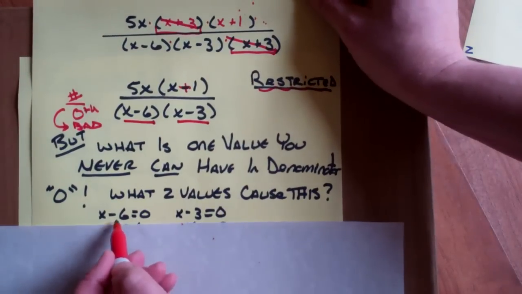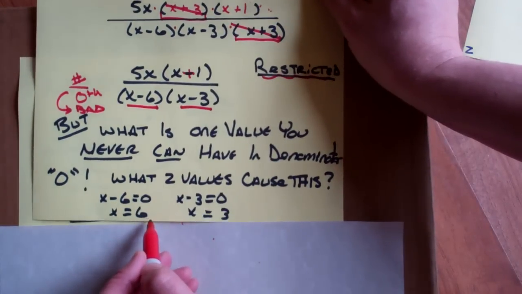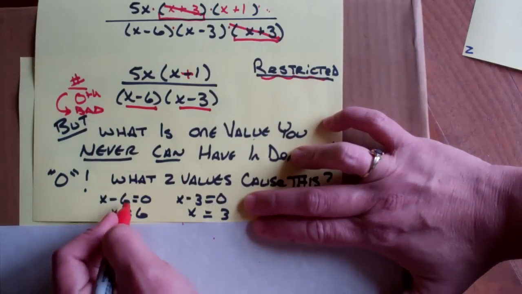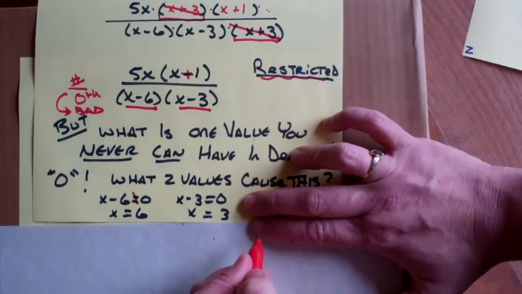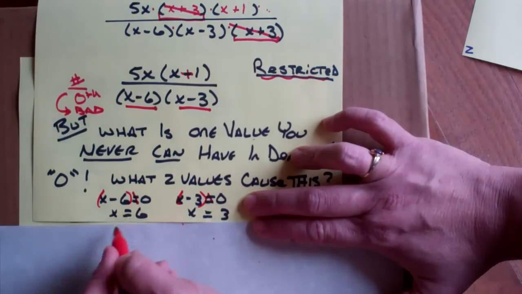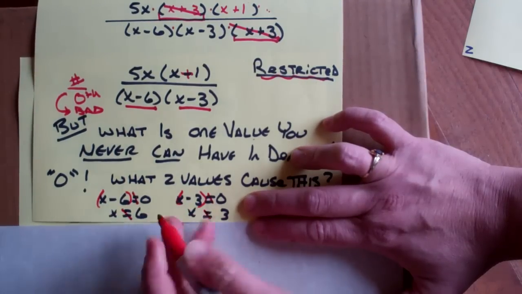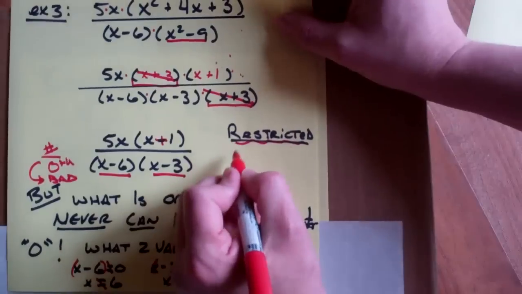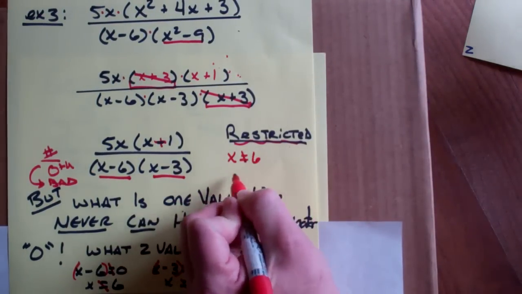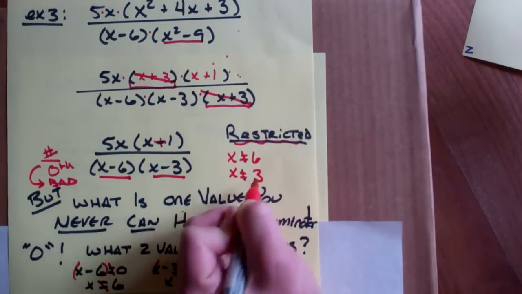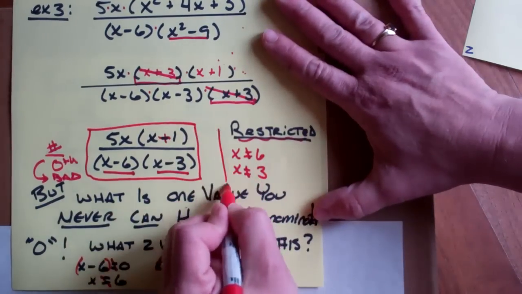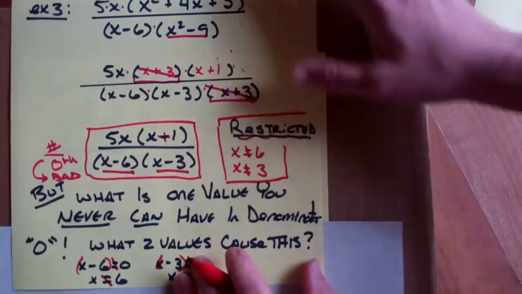Well, if you take x minus 6 and put it equal to 0, you get x equals 6. x minus 3 put equal to 0, x equals 3. This factor cannot be a 0. This factor cannot be a 0. So by moving it to the other side, x cannot be 6 and x cannot be 3. The restrictions are x cannot be 6, x cannot be 3. This is our simplified rational expression. These are the restrictions.